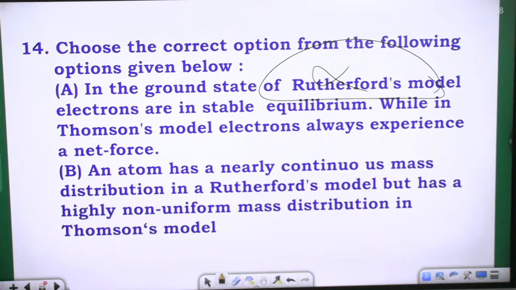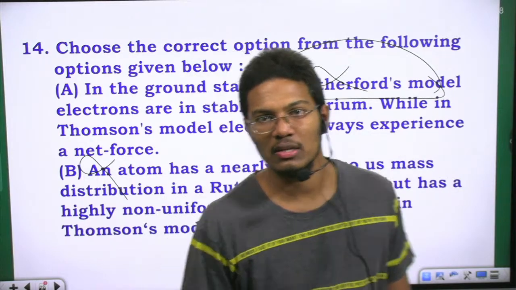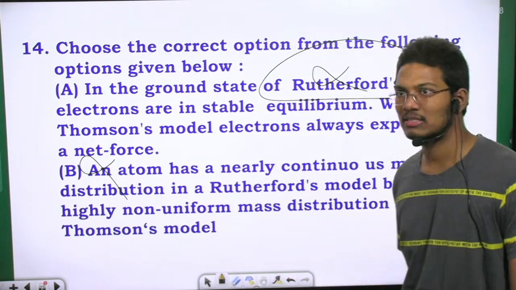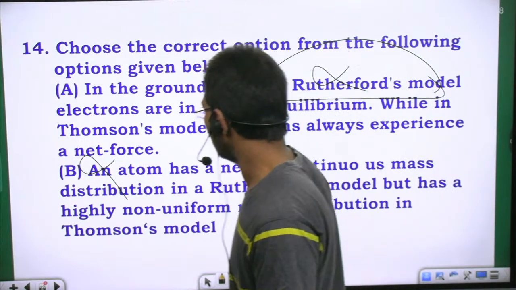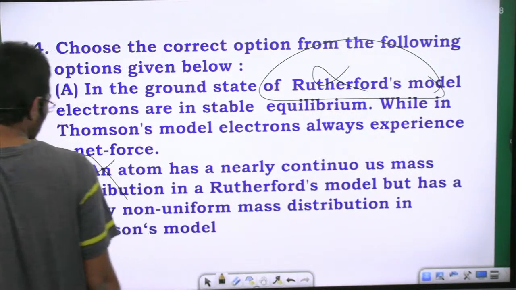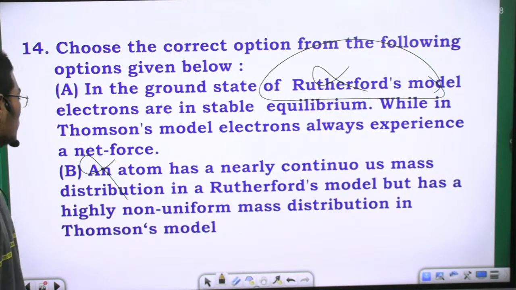Next, the atom has nearly continuous mass distribution in Rutherford model. This is wrong, because the same nucleus concept was discovered and it is said that the maximum or the entire mass is of the nucleus. So in Rutherford model, the continuous mass distribution does not take place. In Thomson's model, it takes place. So the statements are given in opposite manner. So even this is wrong.